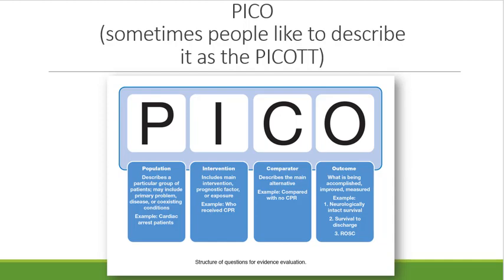So PICO is what you're going to commonly see people use. Sometimes you may see the PICO double T. PICO stands for population, intervention, comparator or comparison, and the outcome. Now, I'm not going to read through this particular slide here. If you want to read through this, please go ahead and pause the recording. Otherwise, we're going to explore in a little more detail in the next slide.